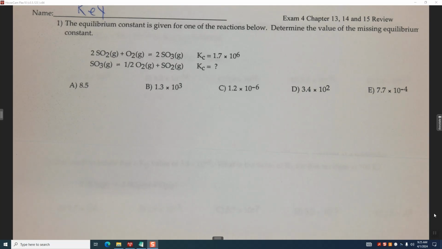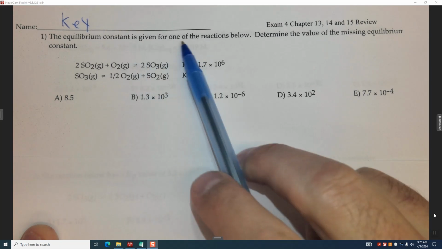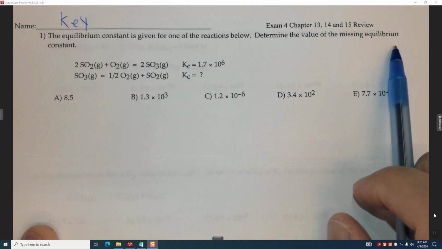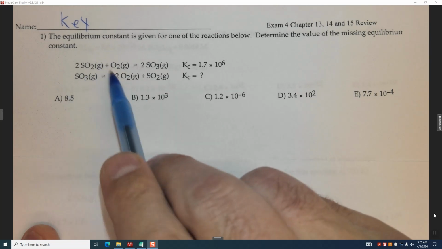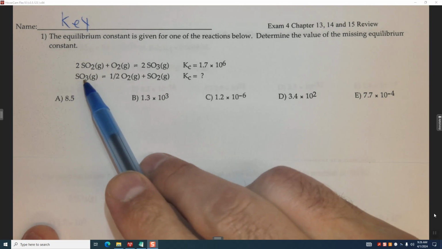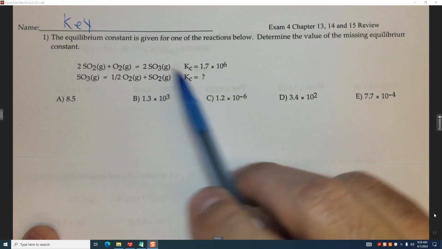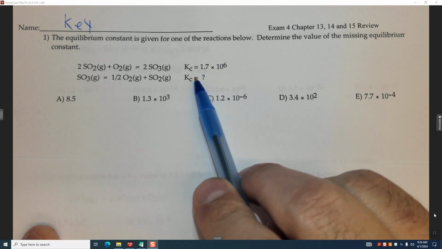Hi everyone. So we're just going to jump right into this with question 1. It says the equilibrium constant is given for one of the reactions below. Determining the missing equilibrium constant. So in the first reaction we have 2SO2 plus O2 yields 2SO3. Now what we want to do is see what's different about the second reaction where we don't know the Kc. So the first reaction we do know the Kc, and the second reaction we don't.